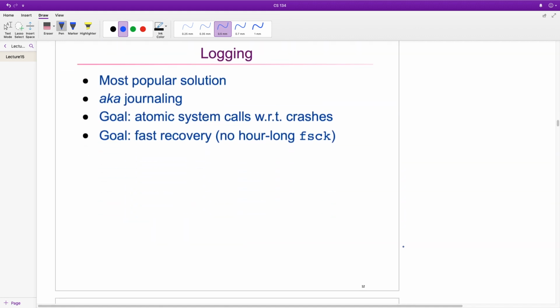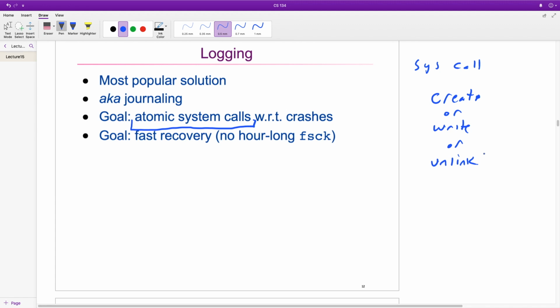All right, so logging, also called journaling. The goal is atomic system calls with respect to crashes. We're going to see this is not going to be 100% true here, but basically we do a system call, like for instance, create or write or unlink, and it either entirely happens or doesn't happen at all. Right? But there's none of this half there, half not there.